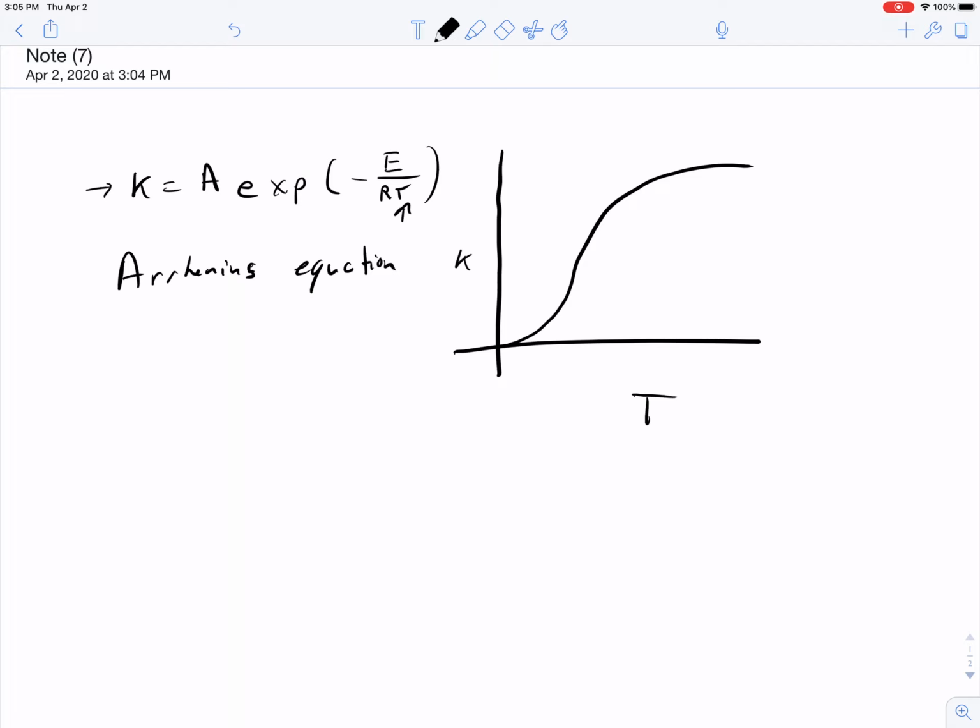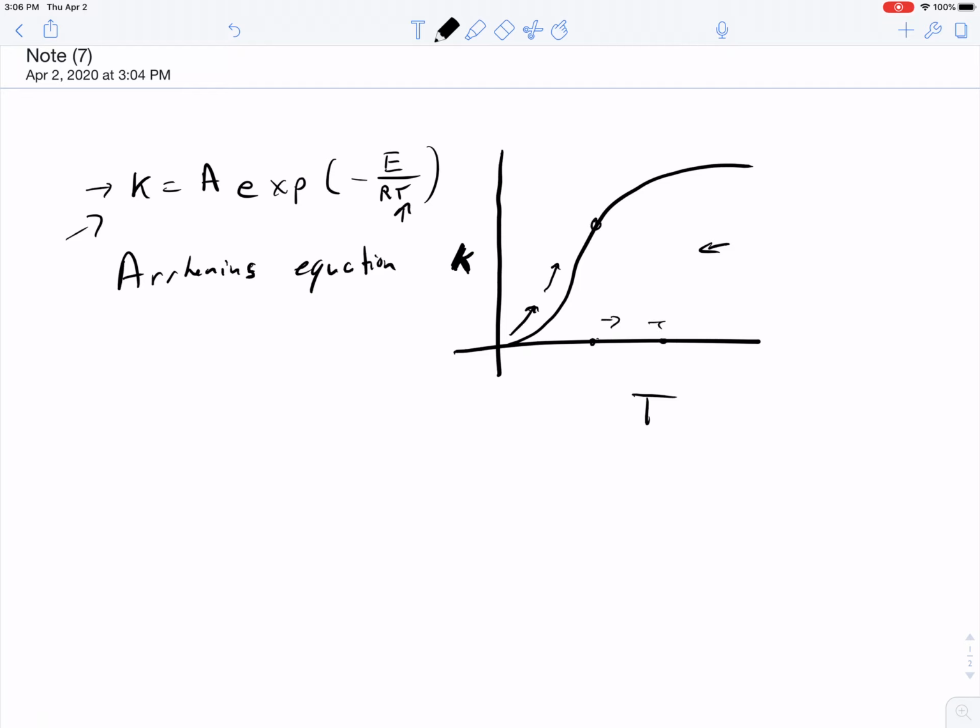It's been found that the relationship between temperature and reaction rate follows a profile that looks something like this, where k, the reaction rate, increases for an increase in temperature. So as the temperature of the vessel or reactor increases, you'd be stepping along here.